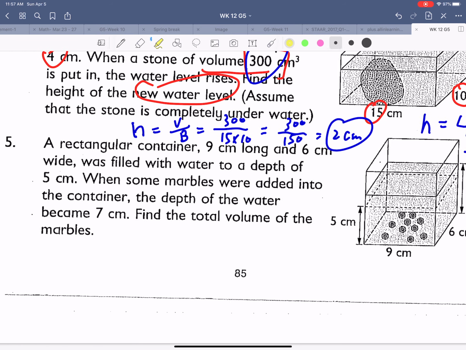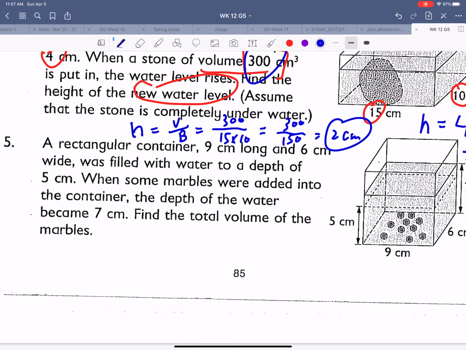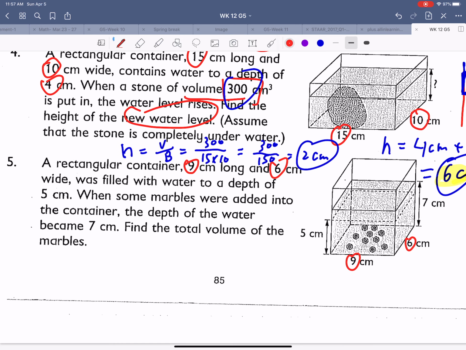Number 5. You may read the question first. Pause the video and read the question first. So number 5, we have this rectangular prism. It's 9 centimeters long and 6 centimeters wide. Let me just circle the 2 numbers at the bottom. It was filled with water at a depth of 5. So far the water is 5. This is the original height.